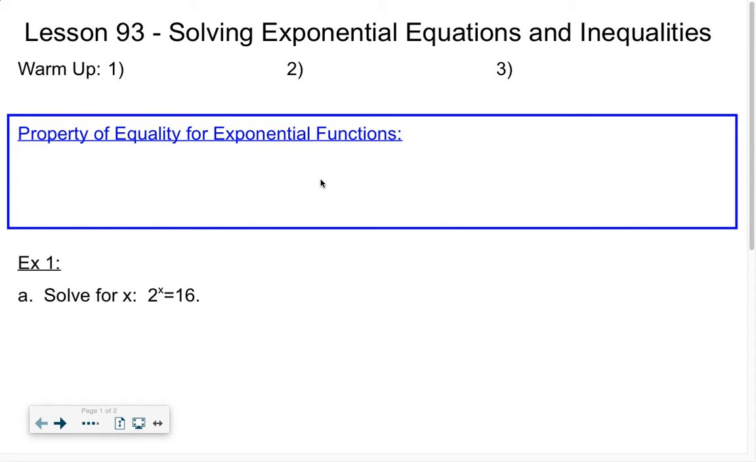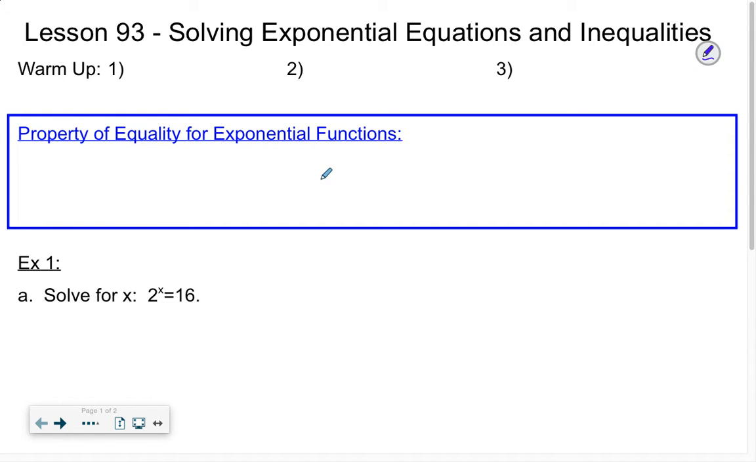Again, we're going to be taking a look at these equations where the variables are in the exponents. Which, from previous lessons, means we're probably going to be dealing with what? Logarithms. Now, some of these problems you won't need logarithms. That's kind of the first half of the lesson. But then some of these you'll have to. Let's go ahead and start with this property of equality of exponential functions.